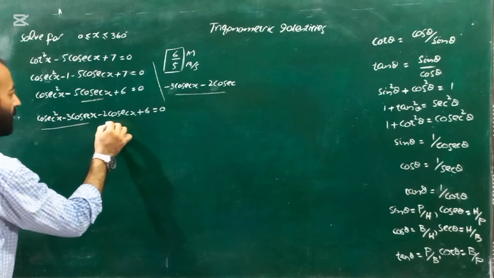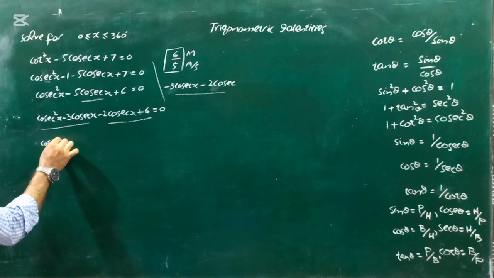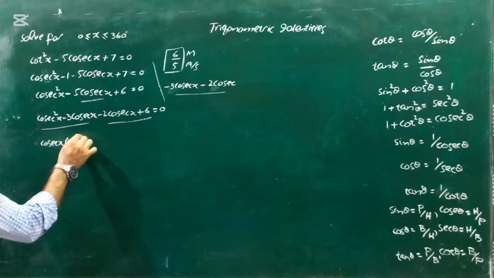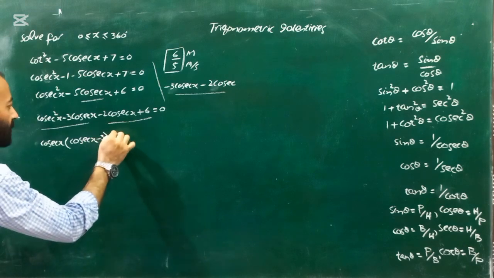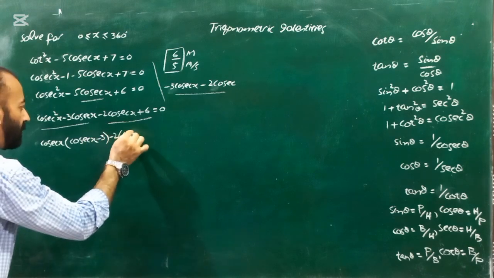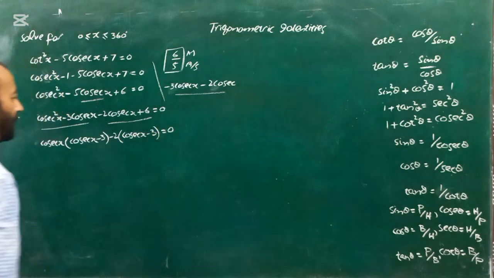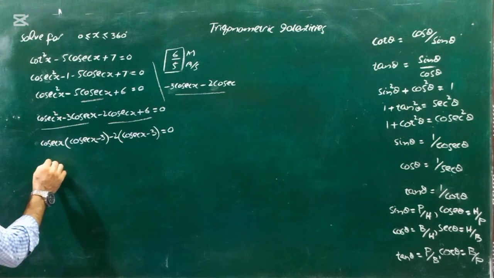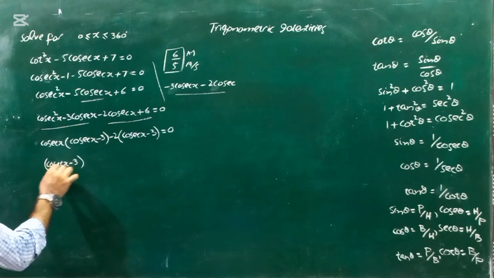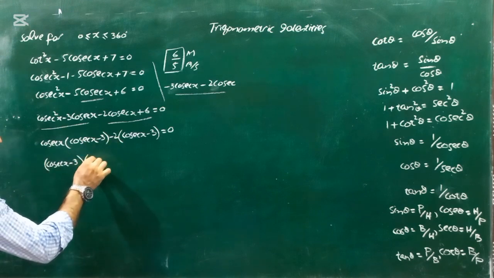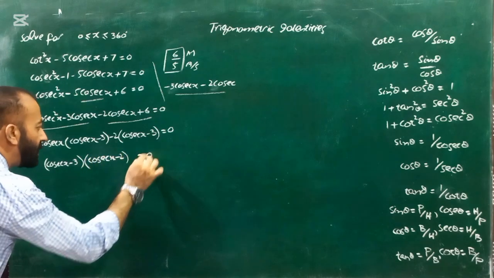At this step, you will make pairs and take common factors. In the first pair, cosecant x is common. The remainder is cosecant x minus 3. In the second pair, minus 2 is common. The remainder will be cosecant x minus 3, equal to 0 is still there. Out of these two common brackets, you will write one bracket: cosecant x minus 3, and the values which are outside the bracket will be written in the second bracket: cosecant x minus 2 equal to 0.